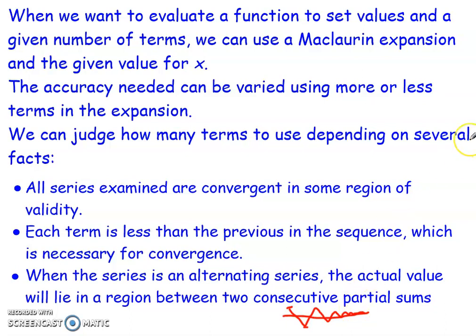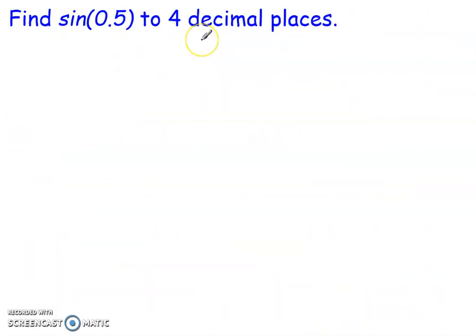So let's look at a couple of ways that we can do this, and just a couple of examples. You'll see exactly what I mean when we do this. So first example, let's imagine we want to find sine of 0.5 to 4 decimal places. What we have to first do is make sure we expand sine using the Maclaurin expansion of it.